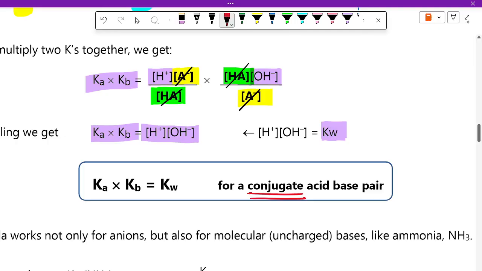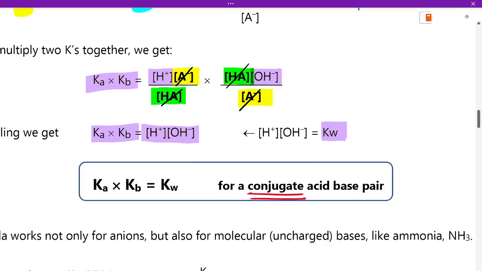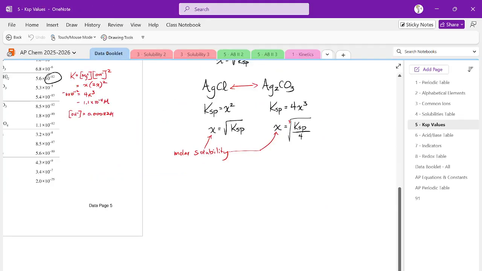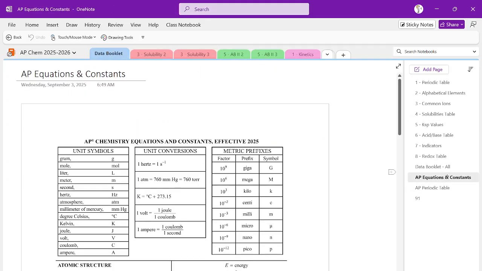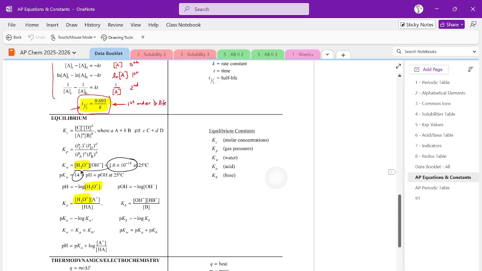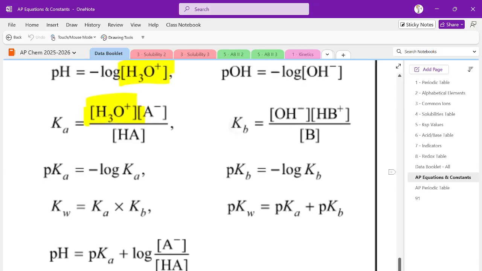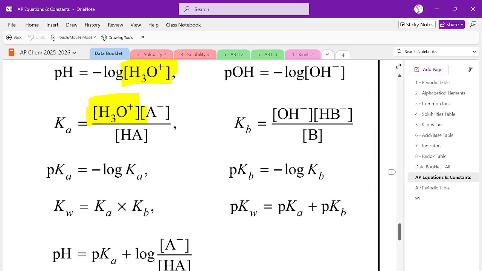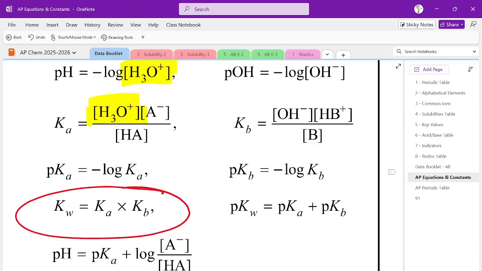Let's see what they tell you on your AP data sheet. I'm just curious about that. AP equations. No, they don't tell you the relation between them. Oh yeah, they do. They do, but they don't tell you that it's a conjugate pair. So you have to know that yourself. Like I said, though, we're going to do a bunch of examples where I show you how not to do the wrong thing.